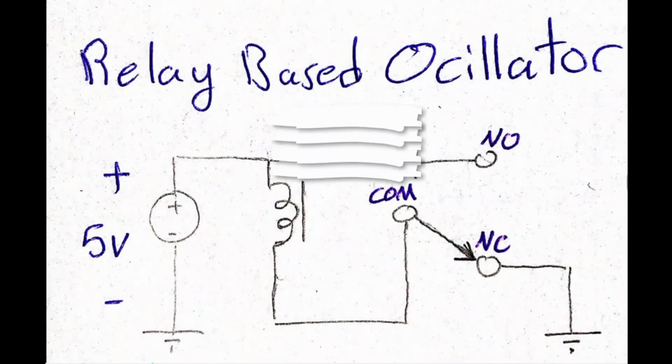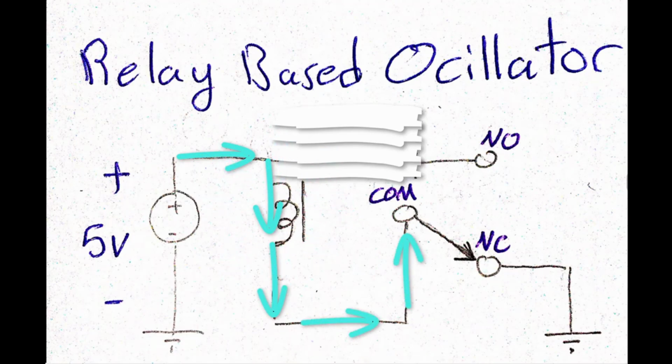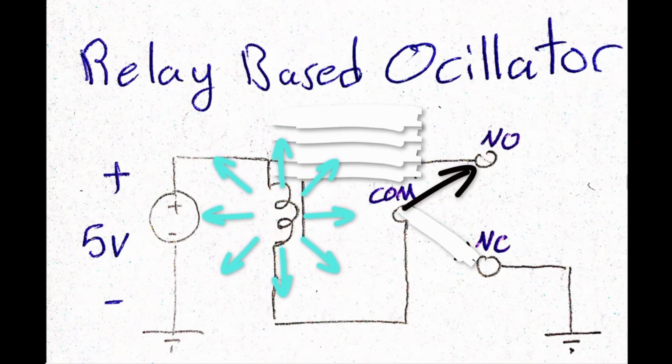Now let's begin with revealing the secret behind this relay-based oscillator. When energizing the relay coil while the relay is at its normal state, the electrical current in this circuit will take this path, leading the relay switch to change its state. Now guess what will happen? As you may have noticed, now the circuit is not connected to ground anymore.